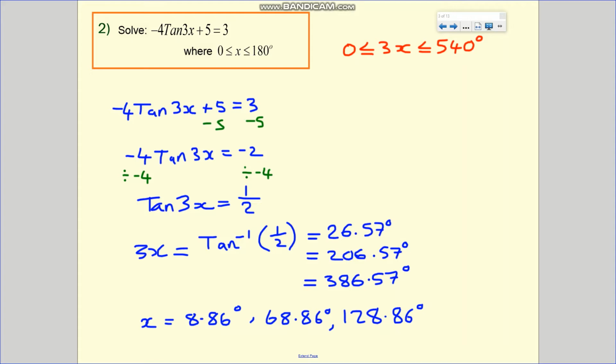Okay, if you got those three solutions, you've done very well. Excellent stuff.